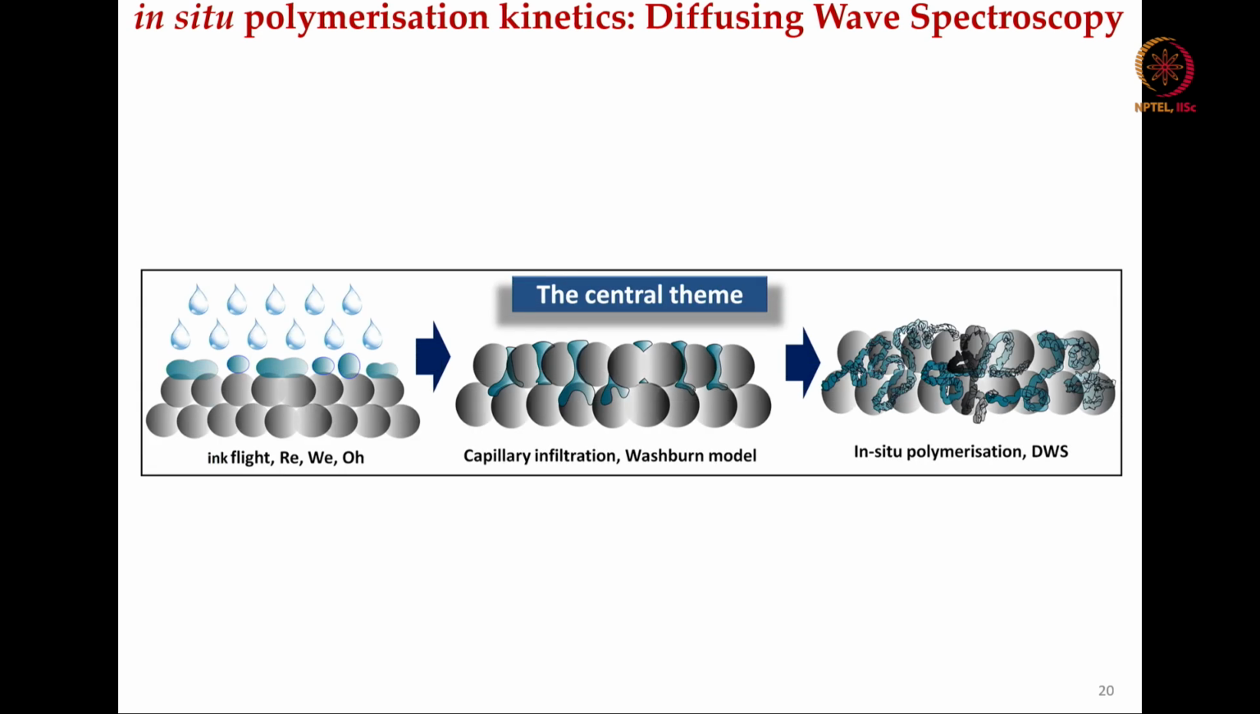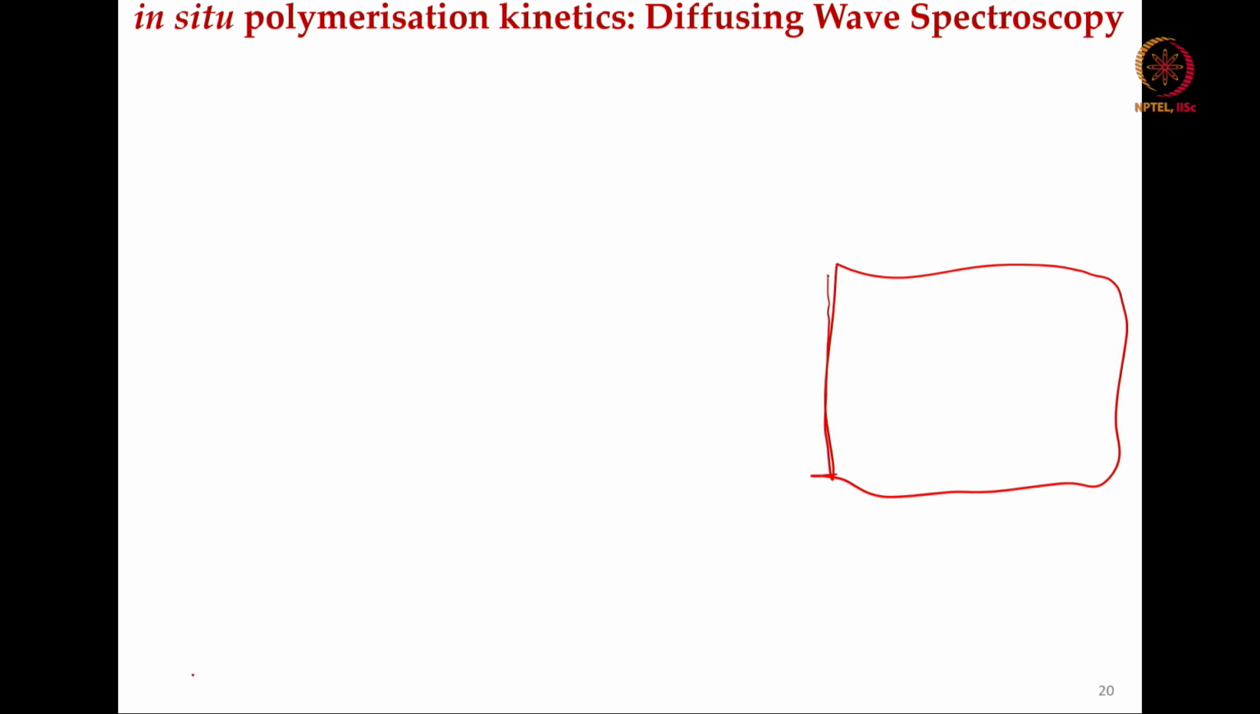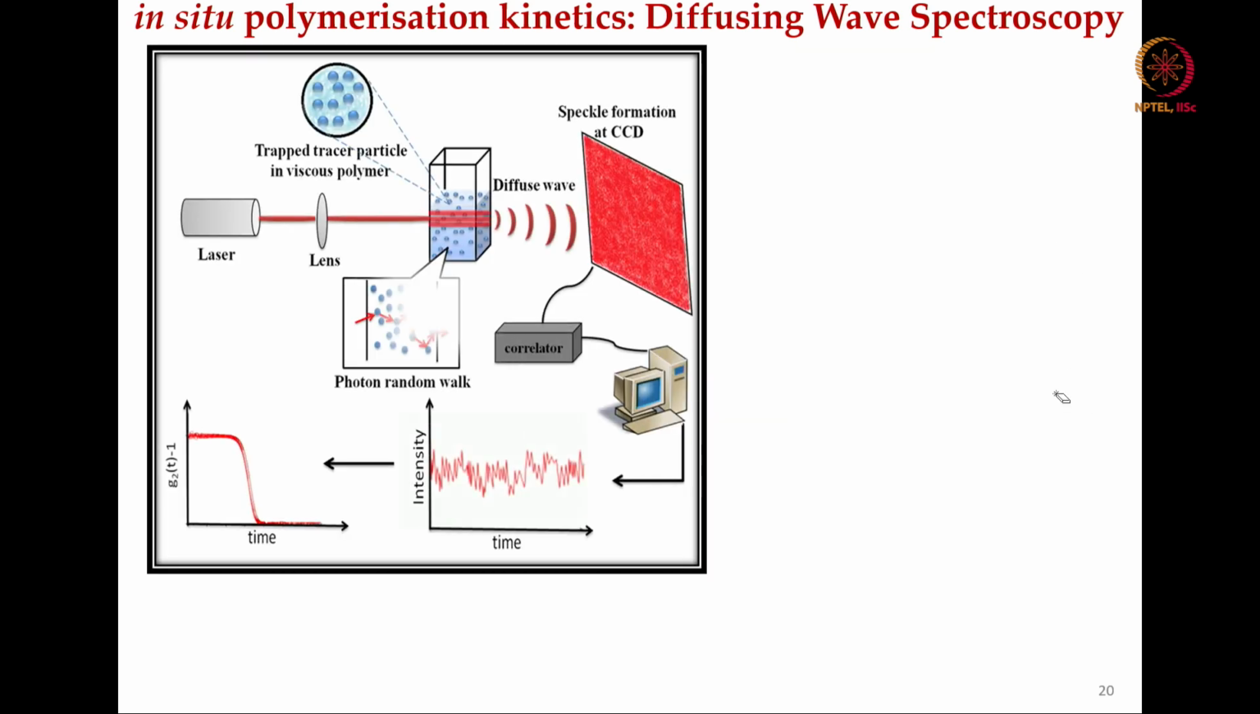So, there is a technique called diffusing wave spectroscopy. This technique is very commonly used by many physicists. It is a very well known technique in the physics domain, which was also used to establish the theory of in situ polymerization. Okay. So, this was used, and then how does this entire thing work?